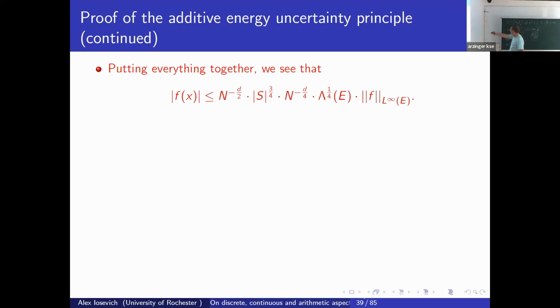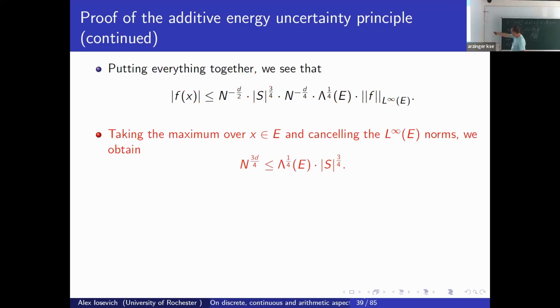Maximum is fine. So if you put everything together, you have that the modulus of f of x is bounded by n to the minus d over 4, size of S to the 3/4, n to the minus d over 4, lambda to the 1/4 times the L infinity norm. But now you just take the maximum of both sides. You will have L infinity on both sides and you cancel it out. When you cancel out the L infinity norms, just the maximum, if the maximum is 0, there's nothing interesting going on. And you get this equation. And now you raise both sides to the power of 4/3, and we are done.